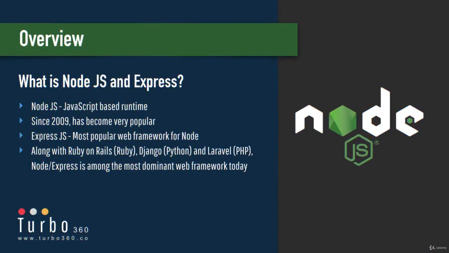So first of all, what is Node.js and what is Express? Node.js is a JavaScript-based runtime that came out in 2009, and since then it's become very, very popular. Mostly it has been used on the server side, what's often referred to as the backend, which has allowed developers to write backend code, server code, using JavaScript. Prior to that, that just wasn't done.